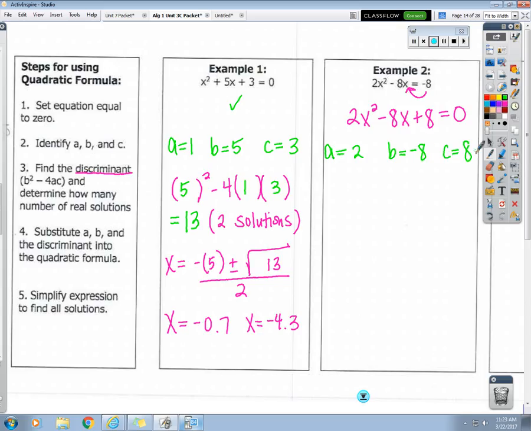I know, but today we're talking about discriminant. So to find the discriminant, you do the b squared minus 4ac. What goes in the b place? What goes in the a place? In the c? That makes your discriminant what? Type it in. -8 squared minus 4 times 2 times 8.